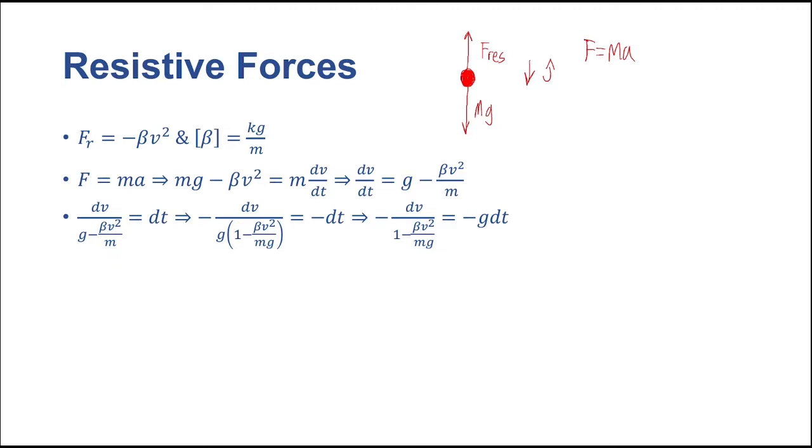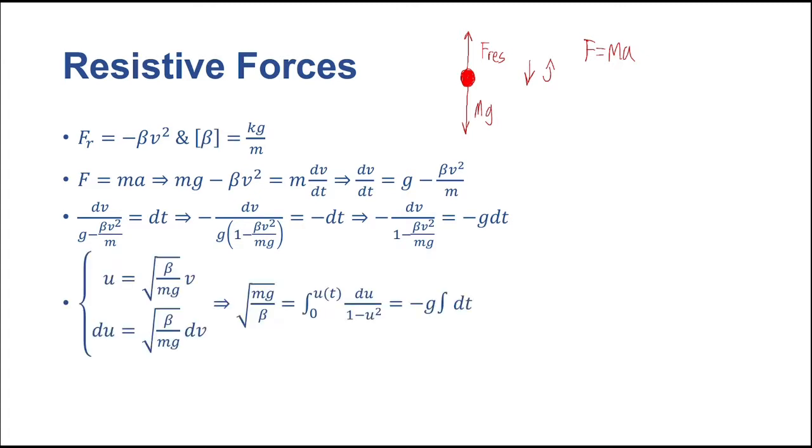All right, so now we're going to multiply everything by g, and then the g is going to go over to the dt side. So we're going to get negative dv over 1 minus beta v squared over mg is equal to negative g dt. Okay, so now what we're going to want to do is make a substitution. This is going to make our life easier so that we don't need to deal with all these crazy little integrals, right?